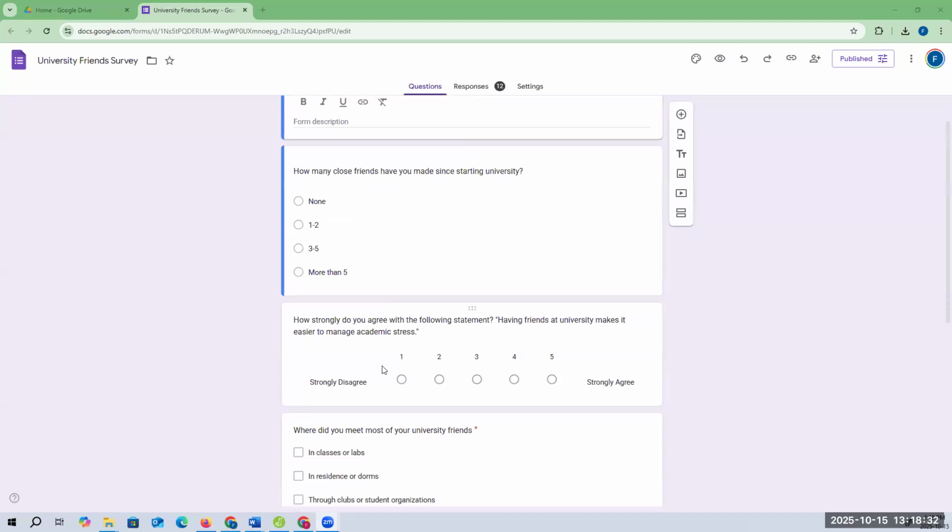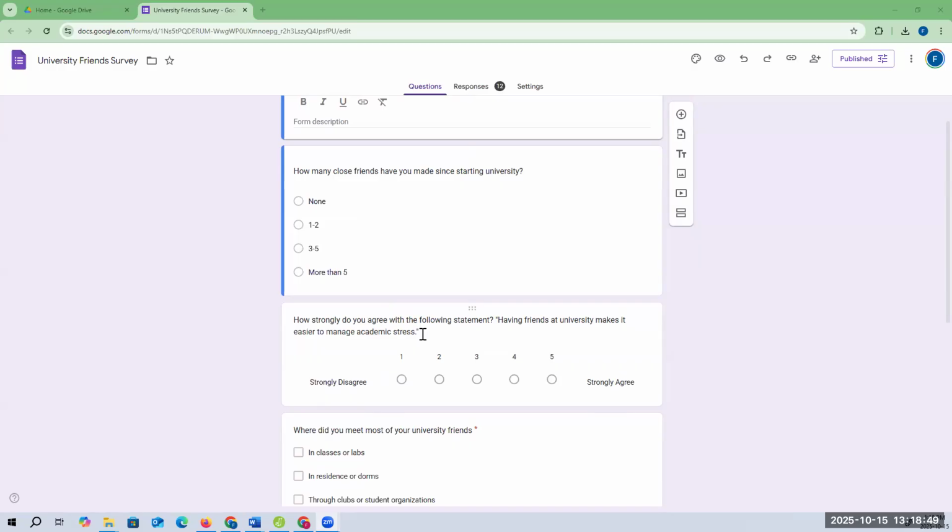You can also have a different type of survey question where you have a rank, from strongly disagree to strongly agree. How strongly do you agree with the following statement: having friends at university makes it easier to manage academic stress? So this is an interesting thing.